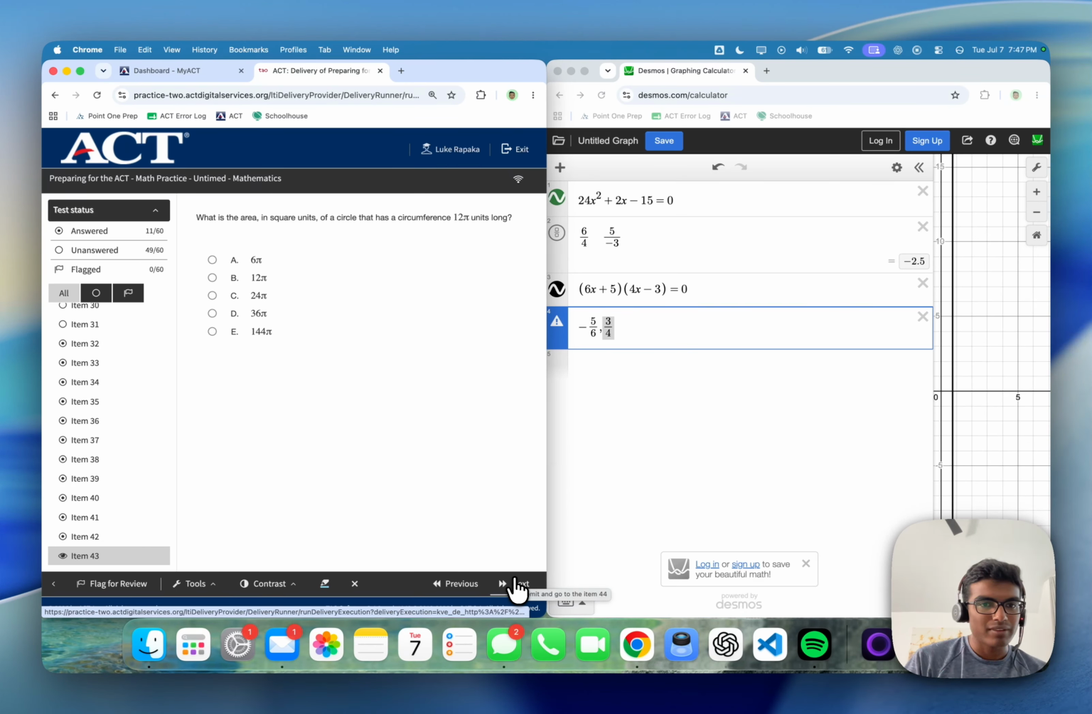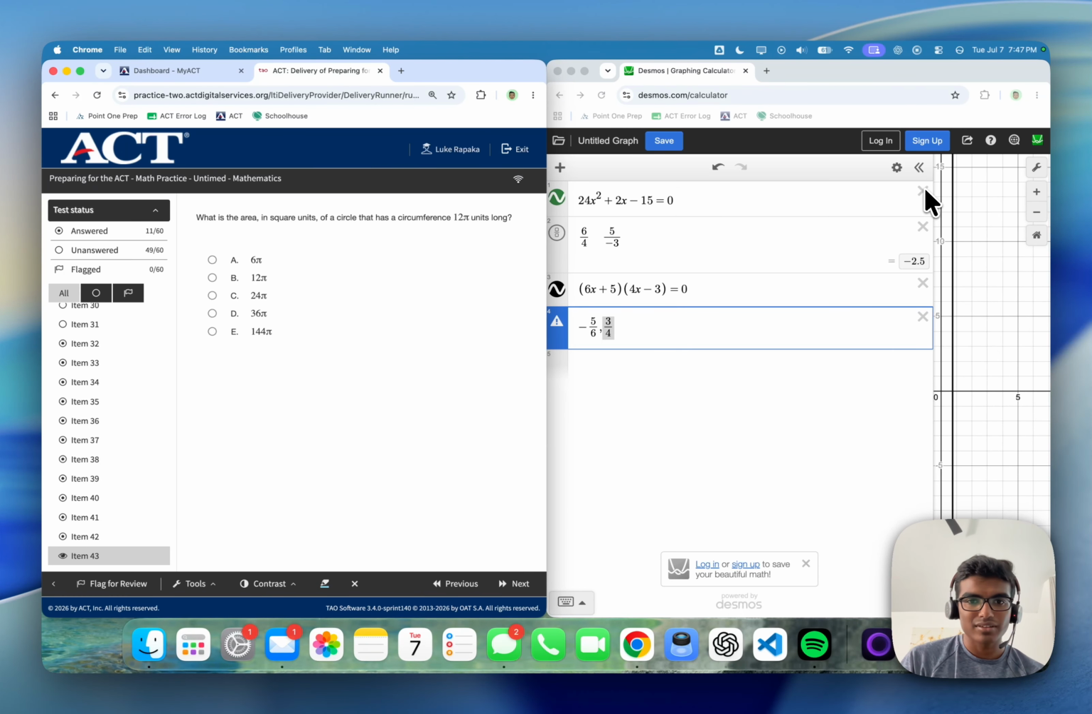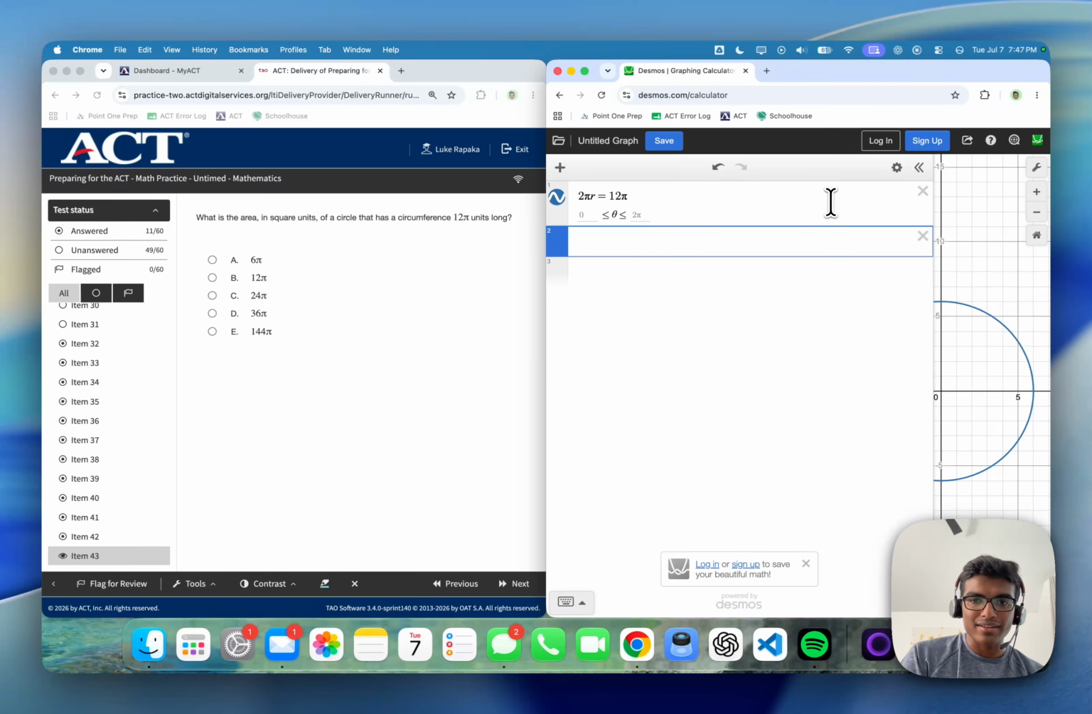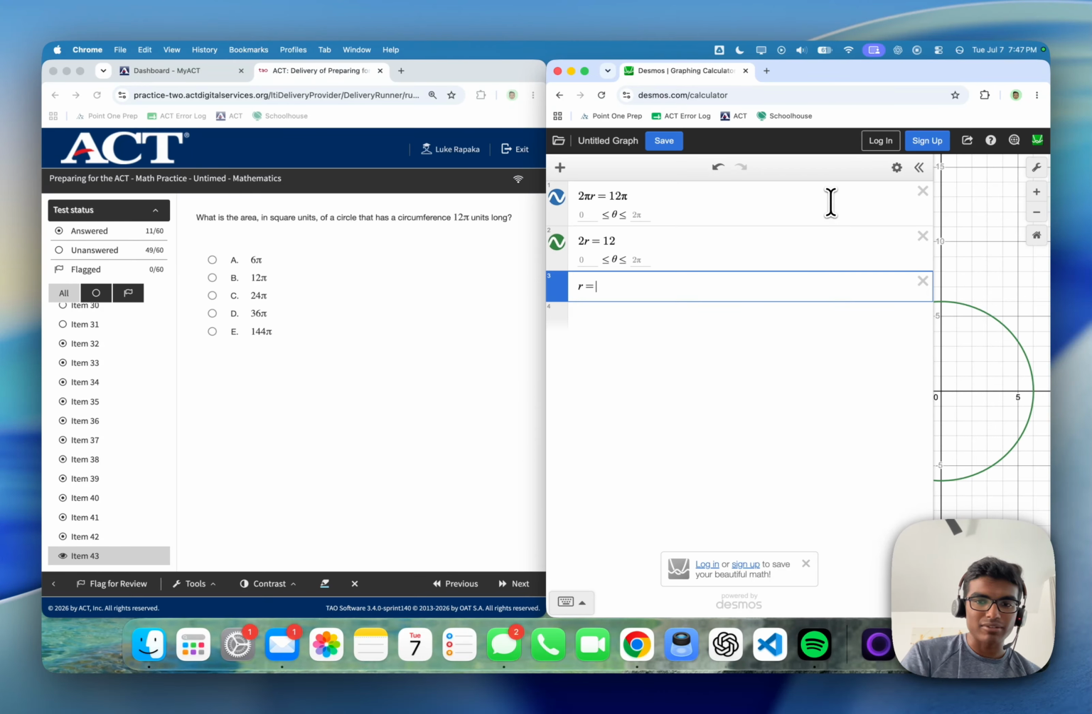Okay. What is the area in square units of a circle with a circumference of 12 pi? Okay, so let's find the radius first, right? The circumference of a circle is 2 pi r, and let's set that equal to 12 pi. I can divide the pi's out, so that leaves me with 2r equals 12. Divide by 2, and I get r equals 6. So I know that's the radius.